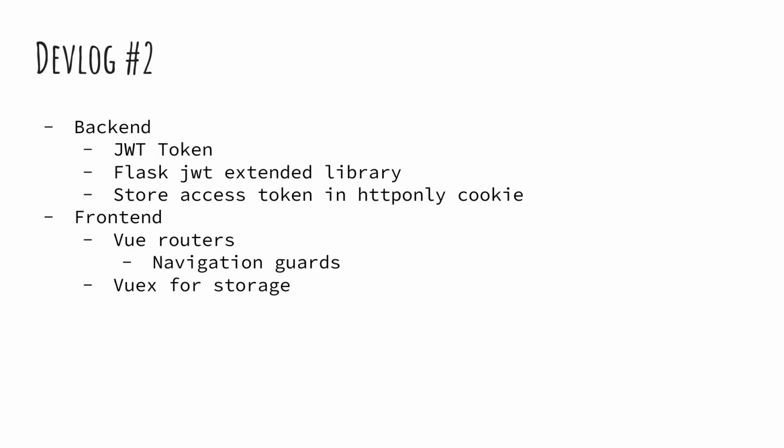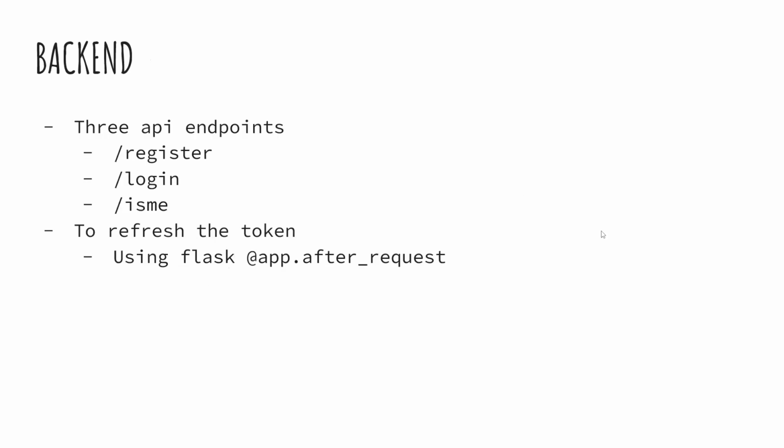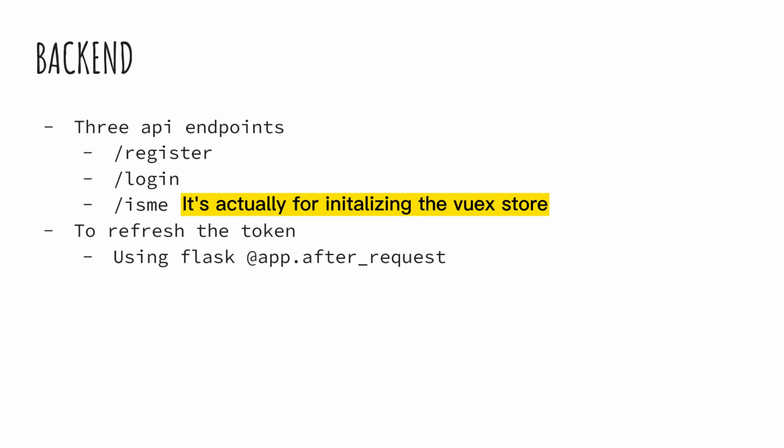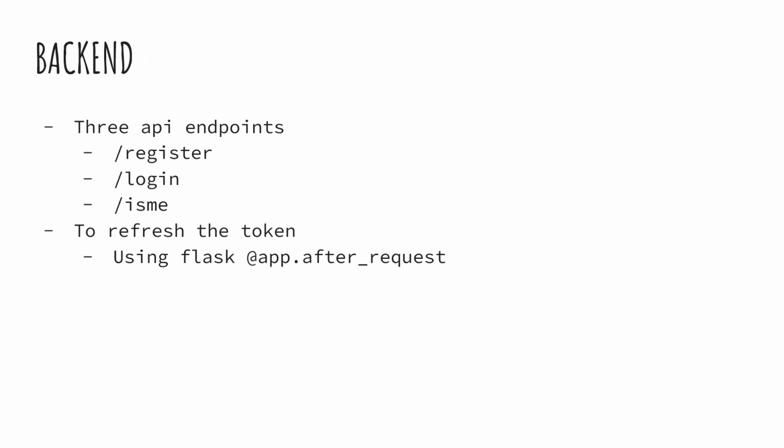For the front end, I am using Vue Router and navigation guards to prevent unauthorized URL accesses, and using Vuex for storage. So in the backend, I'll have 3 API endpoints: the register endpoint that registers users, the login endpoint that will authenticate users, and the isme endpoint, which is used to authenticate a user before I refresh their tokens. And to refresh the token, I'm using this Flask decorator called app.after_request.